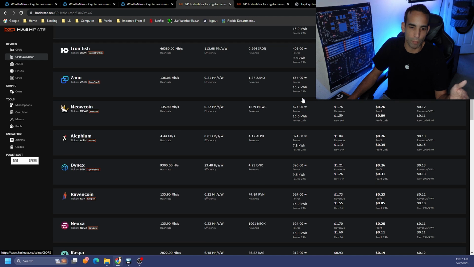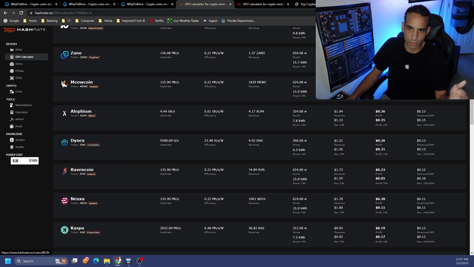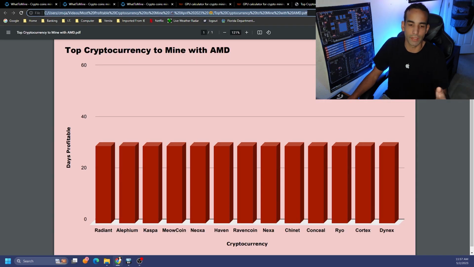Being profitable to mine on NVIDIA GPUs, as you can see. On the AMD side of things, the top 10 most profitable with your six RX 6600 XTs were Radiant, Alphium, Caspa, Meowcoin, Neoxa, Haven, Ravencoin, Nexa, Chinet, and Conceal. Now, Conceal, Ryo, those Kryptonite underscore GPU algo type coins have been in the mix still.